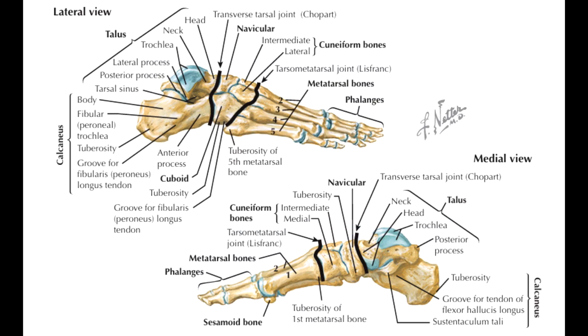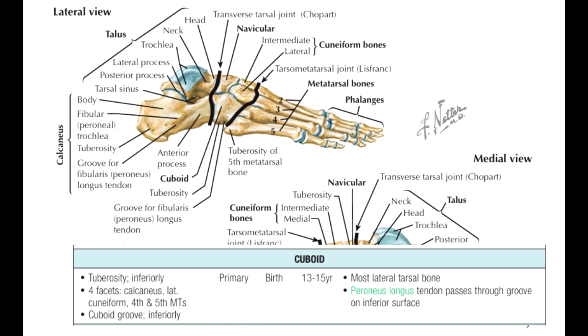Now we turn to the cuboid bone, located on the lateral column of the foot, articulating with the calcaneus posteriorly and the bases of the 4th and 5th metatarsals anteriorly. The cuboid ossifies at birth and fuses between 13 and 15 years of age. Its inferior surface is marked by the groove for the peroneal longus tendon, which wraps around the cuboid, creating a pulley system that helps maintain the transverse arch of the foot. Because of its central location in the lateral column, the cuboid plays a role in stability during gait.